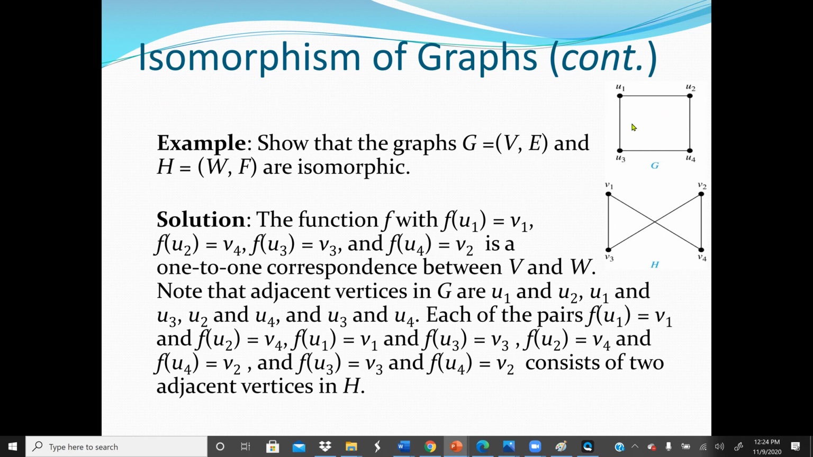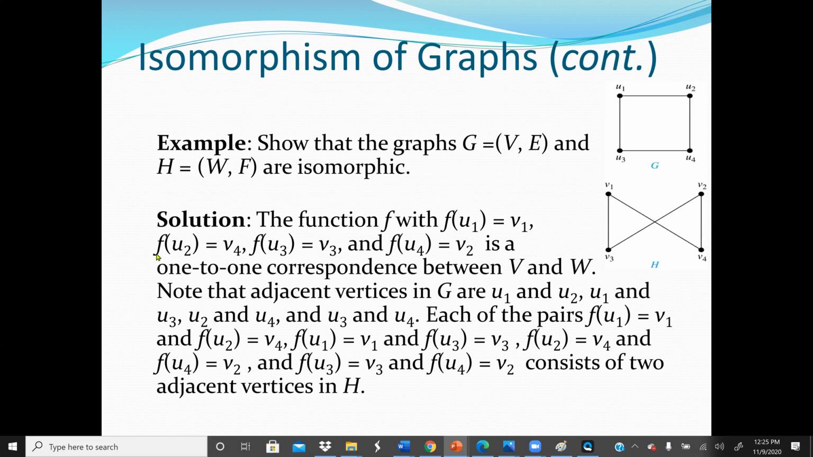So here we have 4. This is the first prerequisite. Now let's check the edges also: we have 1, 2, 3, 4, and 1, 2, 3, 4. So we also have 4 edges. So there's a chance that these two graphs are isomorphic. So here the solution says the function f with f at u1 equal to v1. Vertex u1 has 2 edges, and v1 also has 2 edges in H.